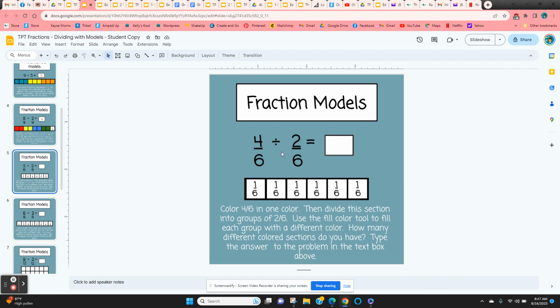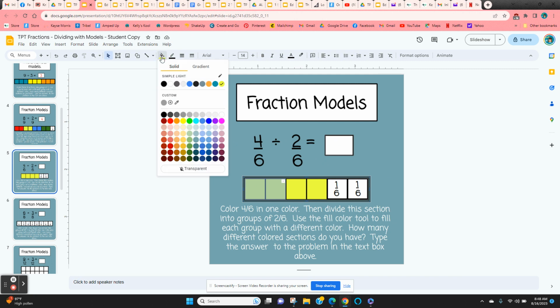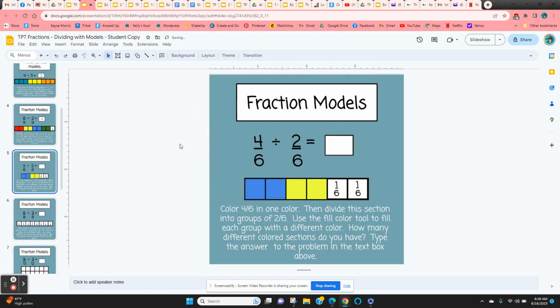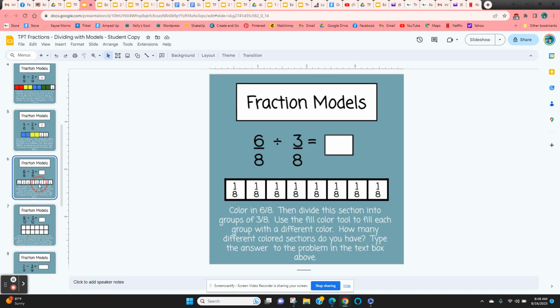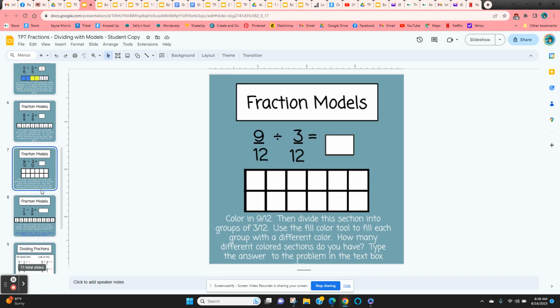Now we have 4/6 divided by 2/6. Well, they first want to find what 4/6 is. So they click and hold until they cover 4 squares. So they can see that that is 4 out of 6, 4/6, and we want to divide them into groups of 2/6. So every 2 will be a different color. Now we can see that there are 2 groups, so our answer is 2. And we're going to do this again with 6/8 divided by 3/8, 9/12 divided by 3/12.